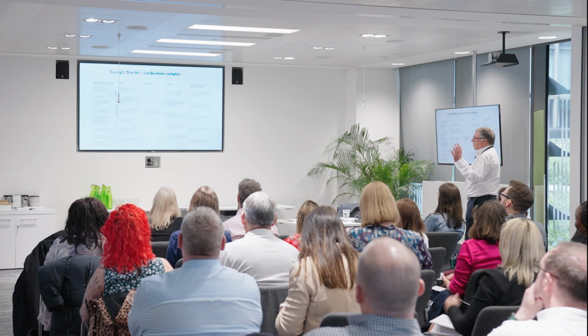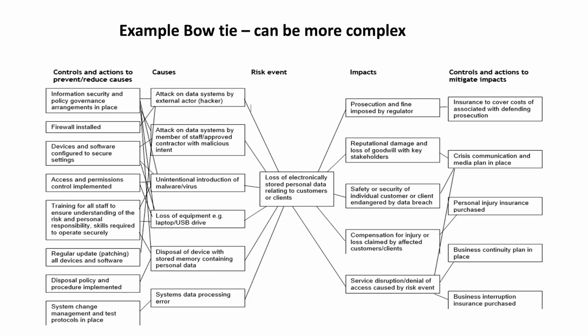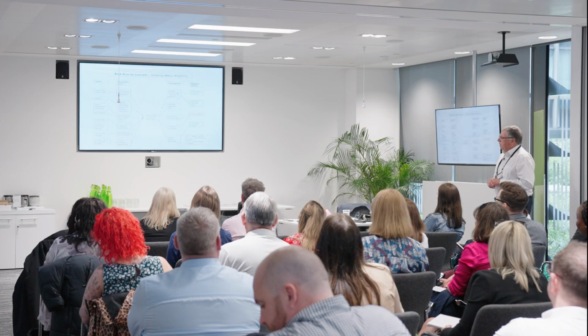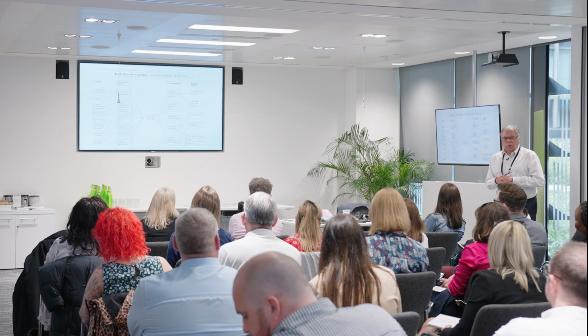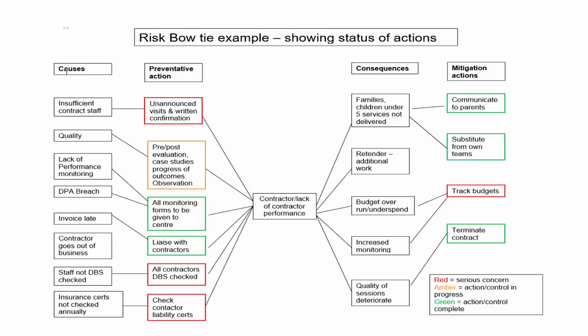Bow ties, though, can be more complex. This is just an example of one, which I'm not going to dwell upon, but you can see the various links between the causes and controls, etc. You can use a bow tie to indicate how well a control is being performed. So here I've used the red on the preventative actions being serious concern, amber is action control in progress, and green is complete. But you can change it as you wish. The point is that you can use this to report to your senior managers and your board or elected members how well the mitigating actions are being performed.